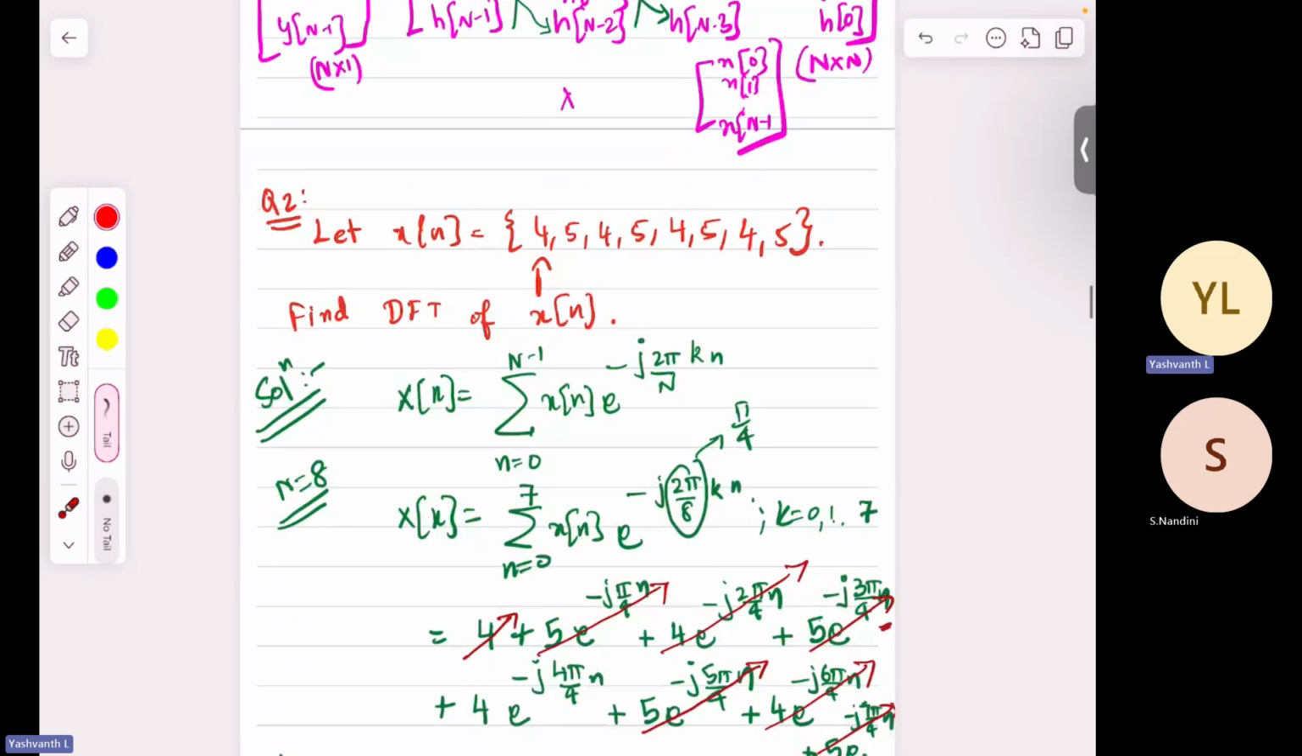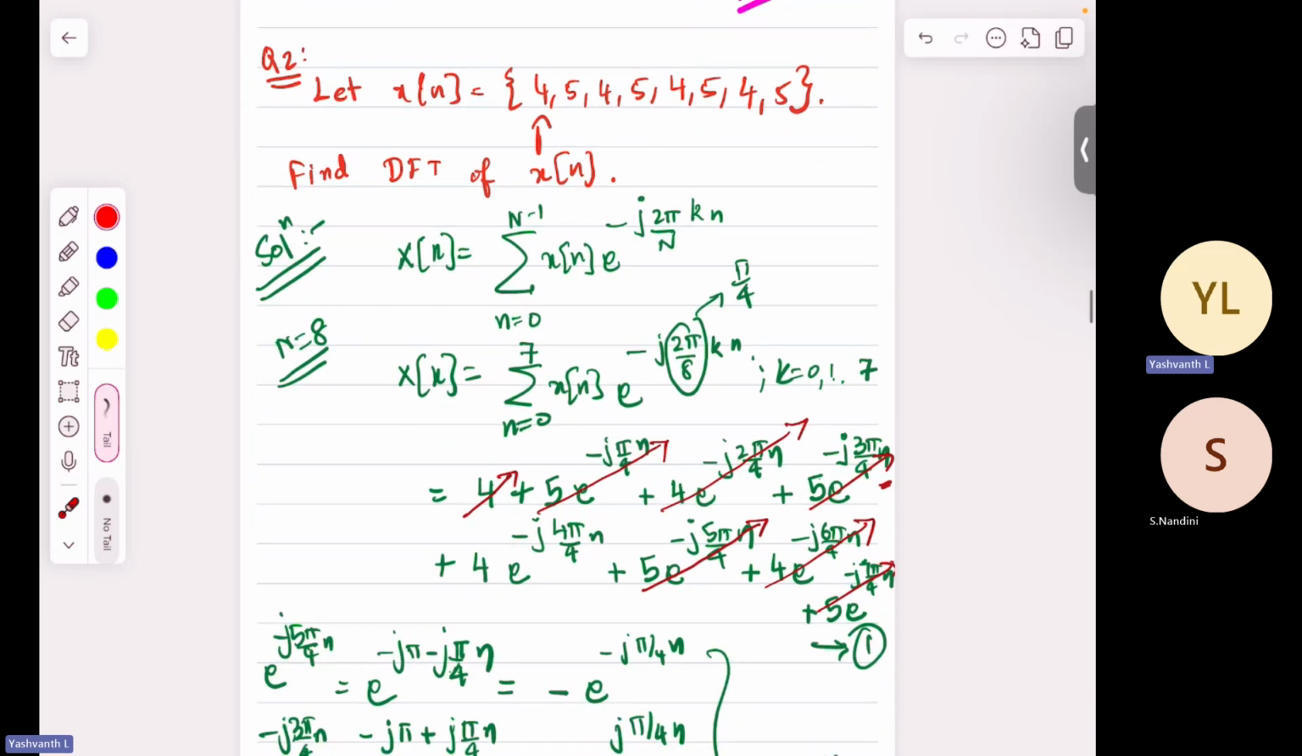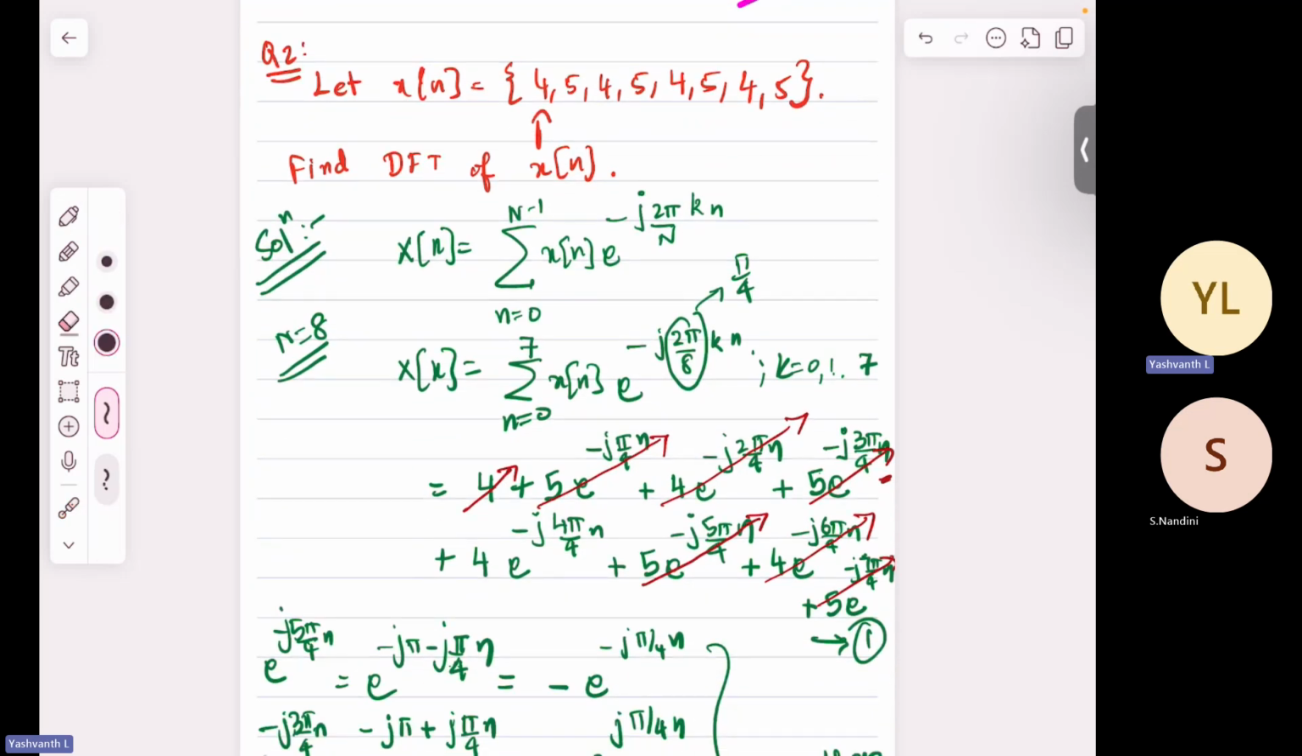Second question is as follows. Let x of n be this sequence here, that is 4, 5, 4, 5, 4, 5, 4, 5. The question is simple: what is the discrete Fourier transform of the sequence x of n? Solution. Let me do one thing before that. Let me erase this so that it doesn't create any confusion.